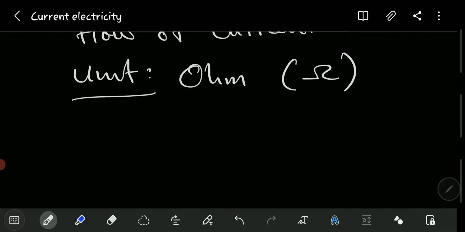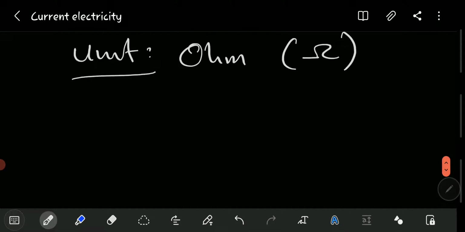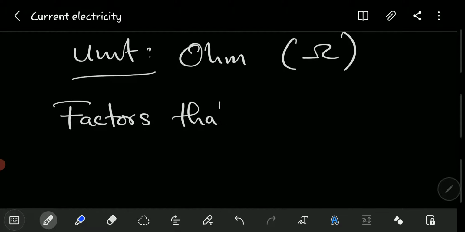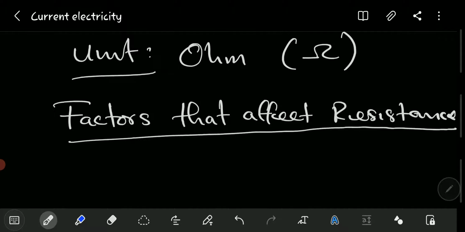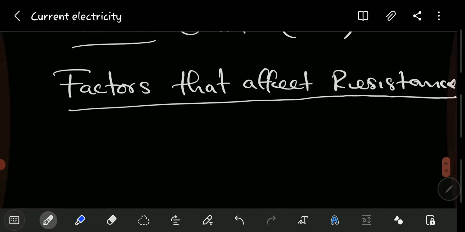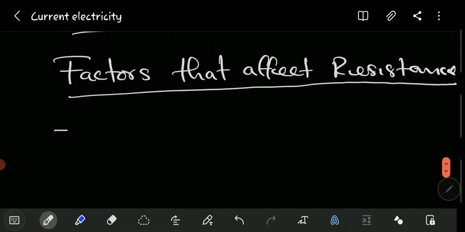At this particular point in time, we will now look at factors that affect electrical resistance. What are the factors that affect electrical resistance? Okay. The first one will be temperature.